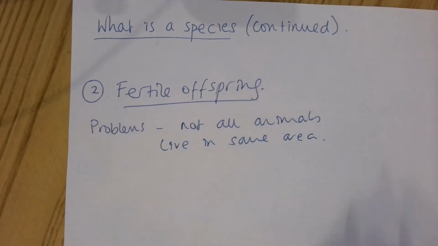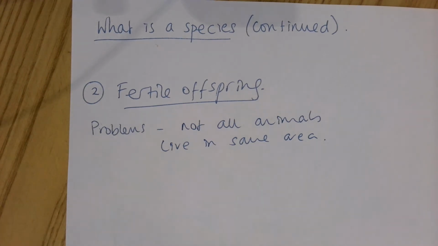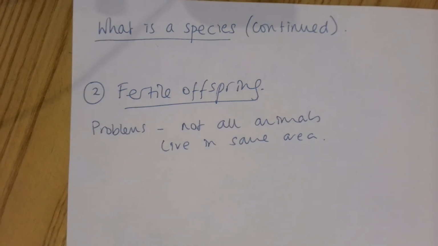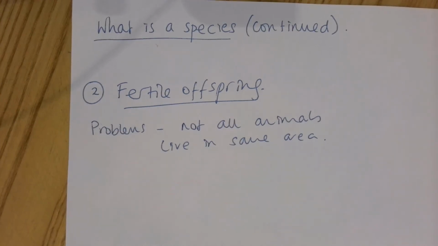Not all animals live in the same area. We saw this with the Galapagos Islands and the finches. They're slightly different, they have different variations, and they live on different islands, and through natural selection they've adapted to their environment in different ways, but technically some of those could produce fertile offspring if they came into contact with each other.